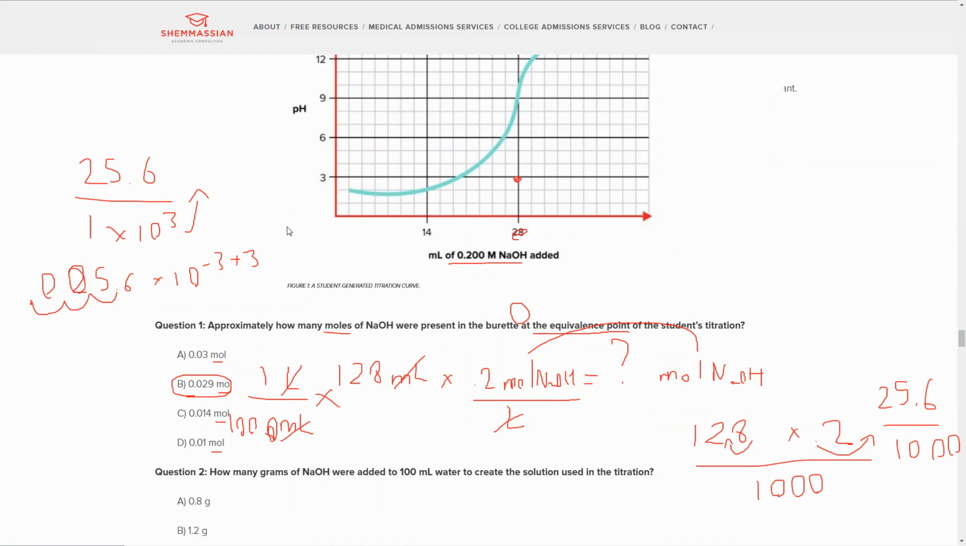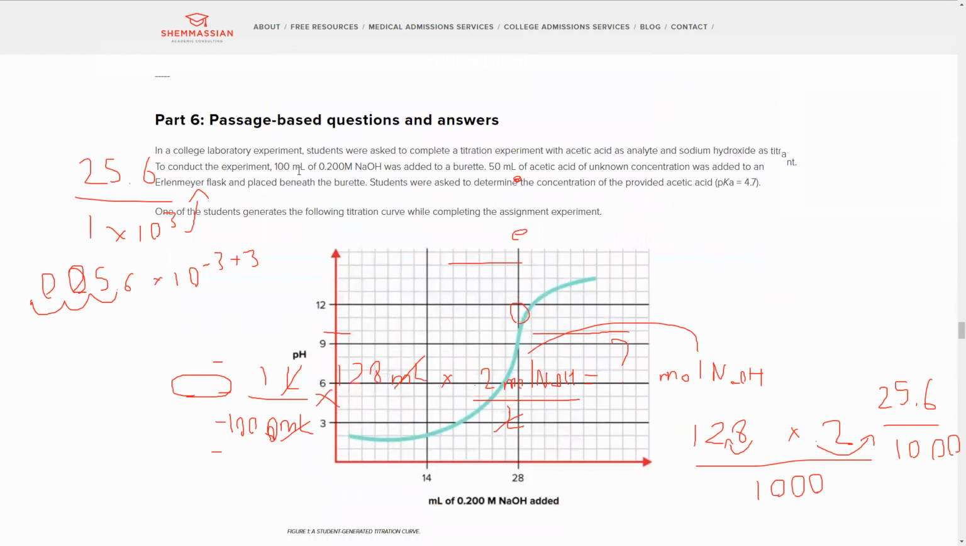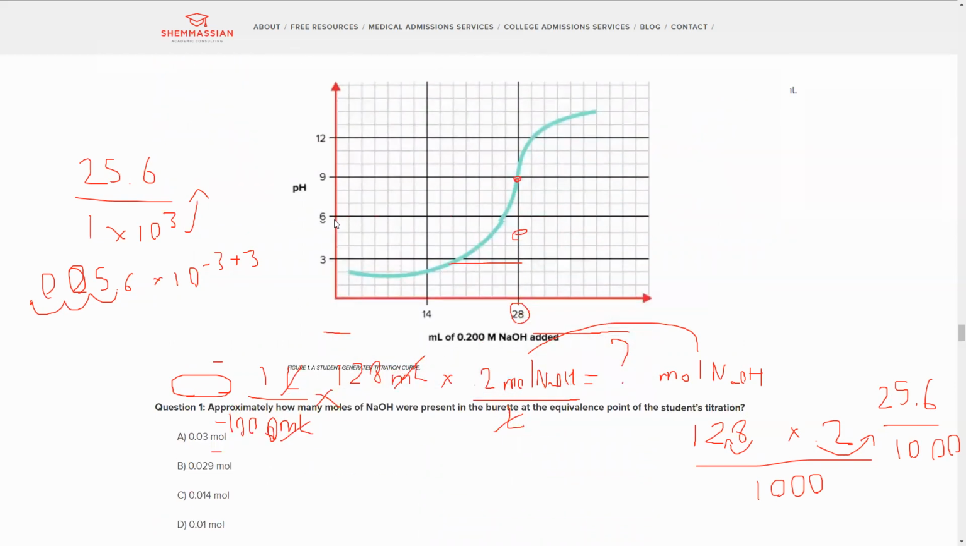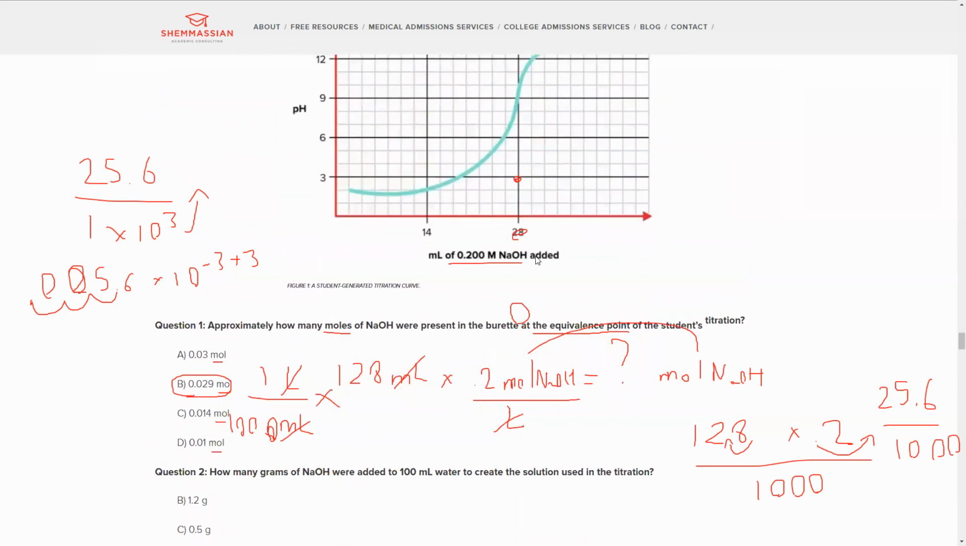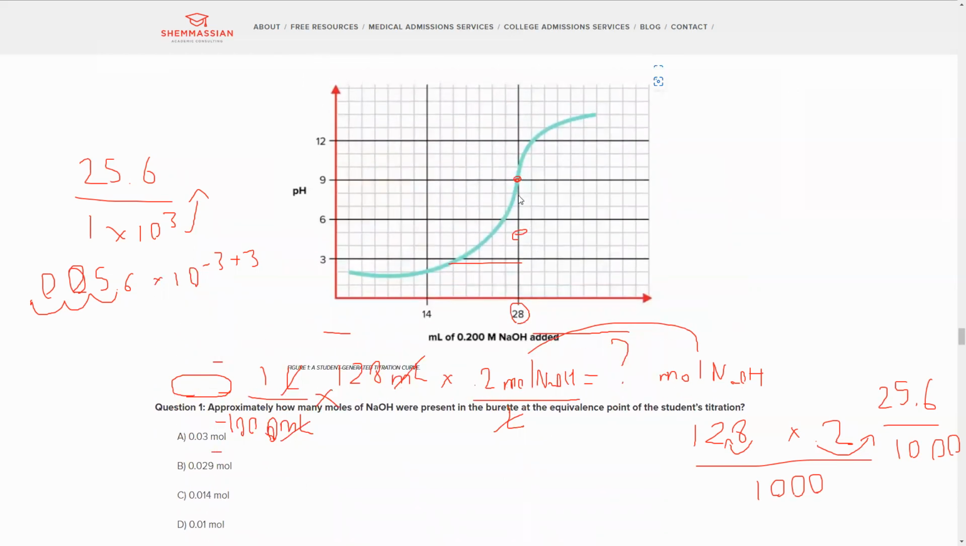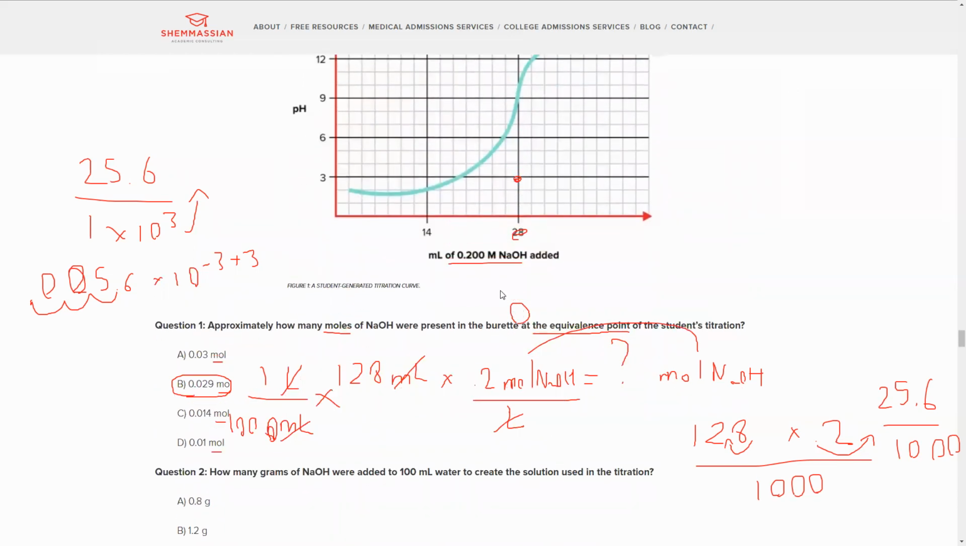The question is whether this milliliters is being done correctly. To conduct this, 100 milliliters of 0.2 molar NaOH was added to the burette, and then present at the equivalence point was another 28 added. I think we've set up the equation properly. I think everything is okay there. The question is just whether the numbers are correct, right? The 1,000 is correct. The 0.2 molar is correct. So if it's 128, then it should be B. That's what I'm assuming.